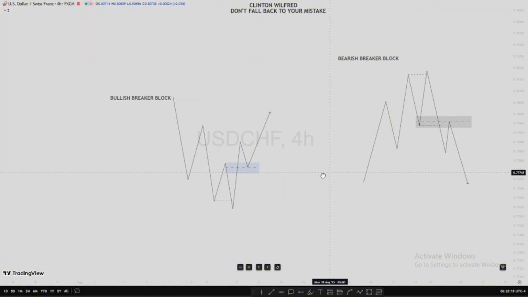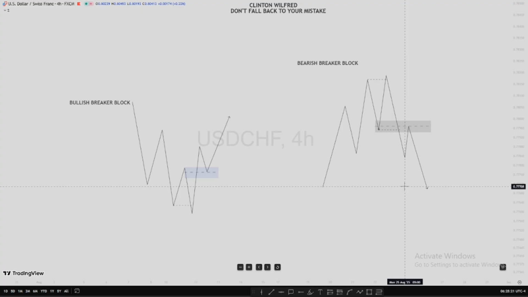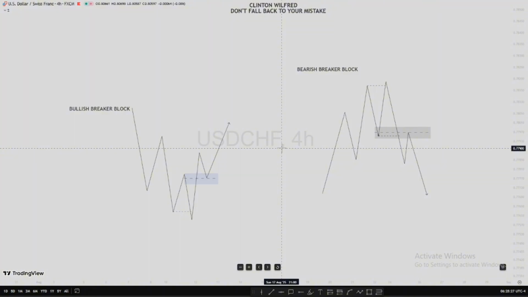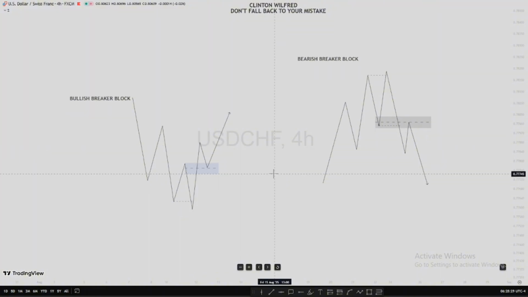So now we go to a live chart. I'll show you guys how you can look for these setups trading the live market. So let's go.